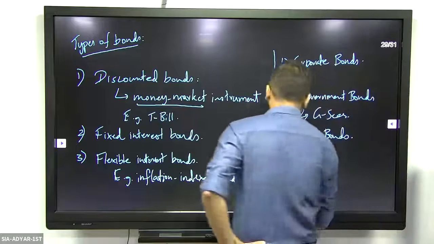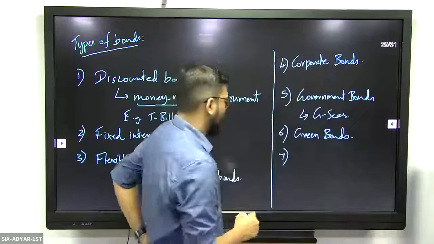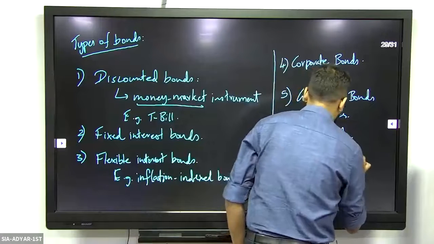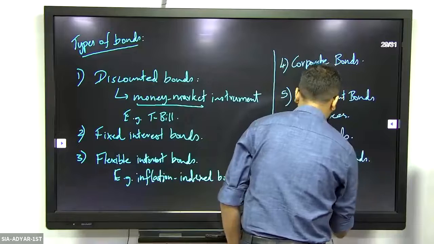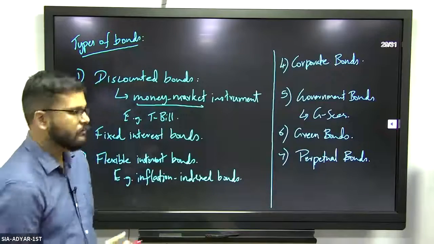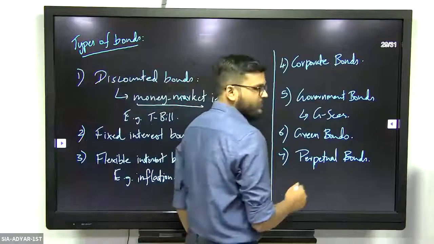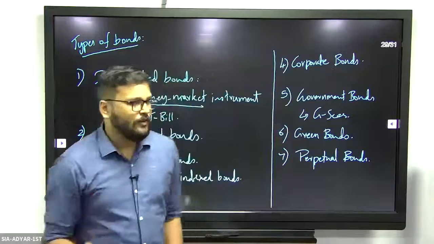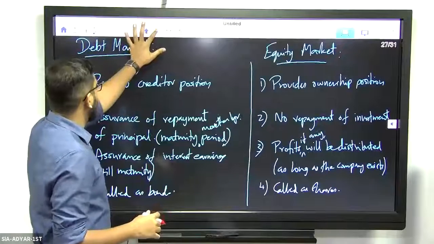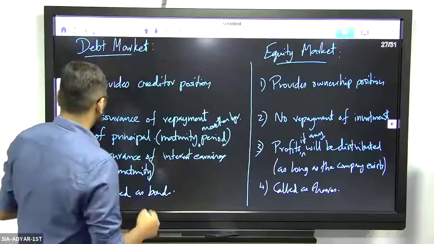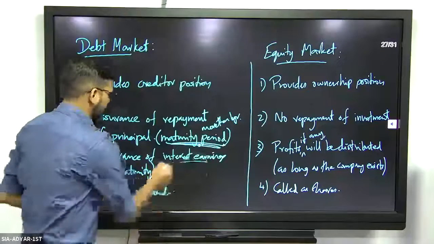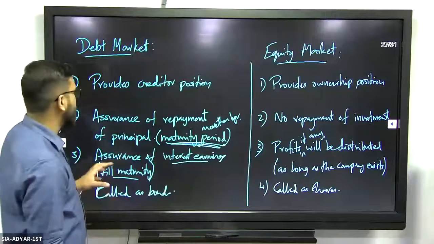Then I'll leave you with a very, very unique kind of bond. I'll end with something called a perpetual bond. What are perpetual bonds? With bonds, what did we say is one of the features of a bond? I told you what you get in a debt market is a bond. It has a maturity, and you will keep getting interest till the maturity is over. That is one of the features that we said.